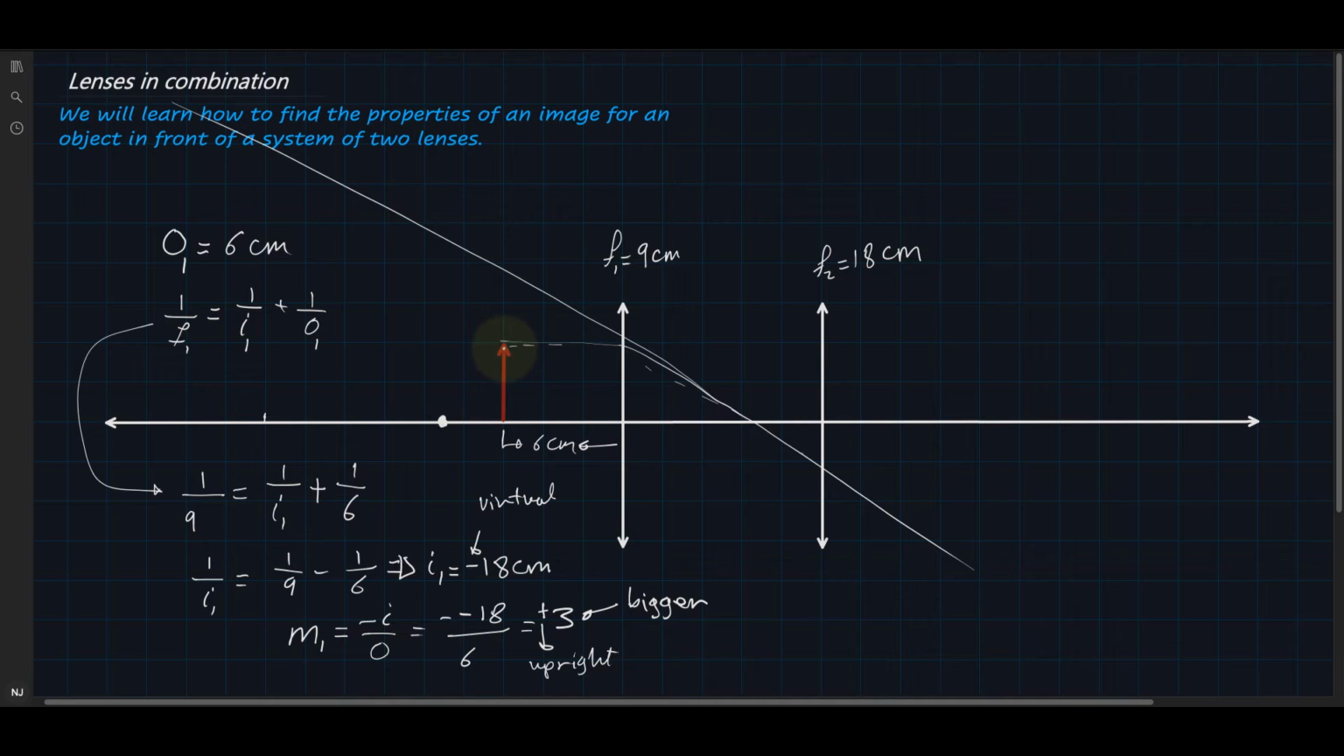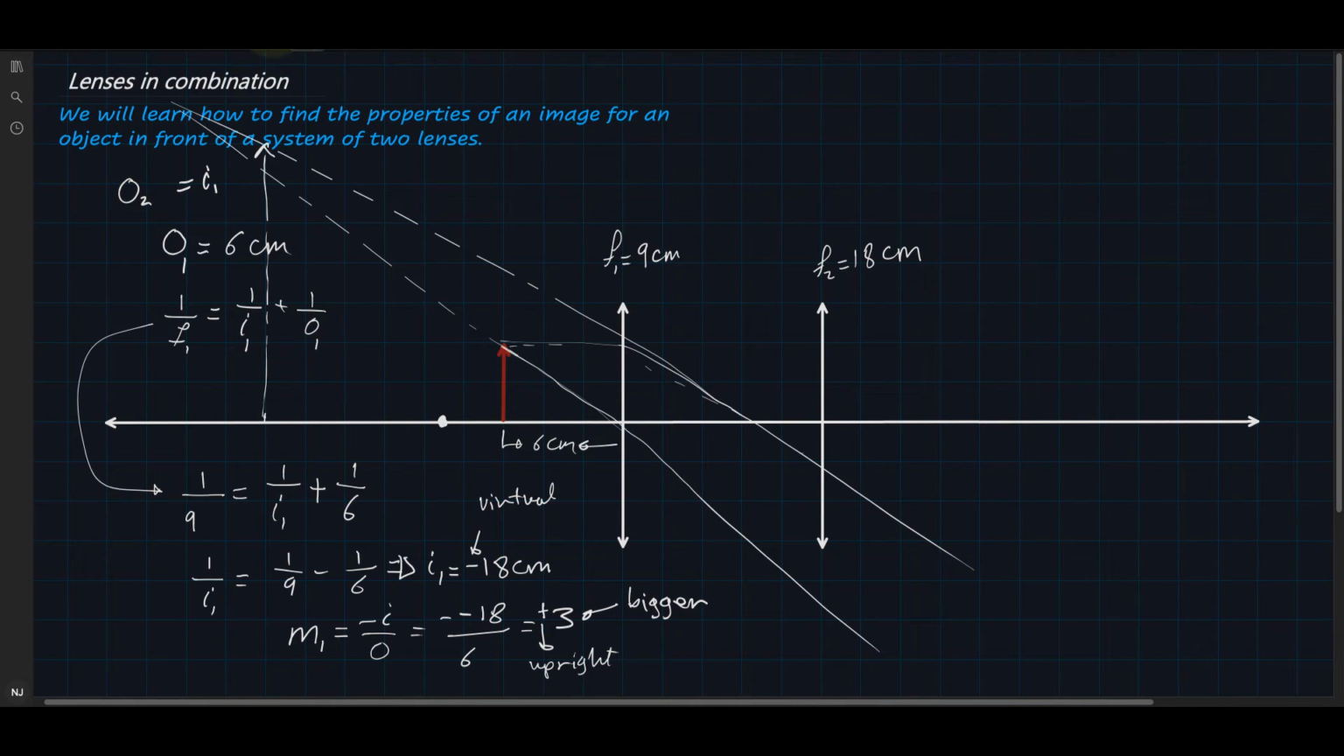So these are the real rays, and these are the extensions of them. I'm going to make these like that. So the extensions meet here, and if I drew this very well, the image will be somewhere around here. That's very important to recognize, because this image will be the object for lens number two. So this is I1, which is equivalent to the object for number two.